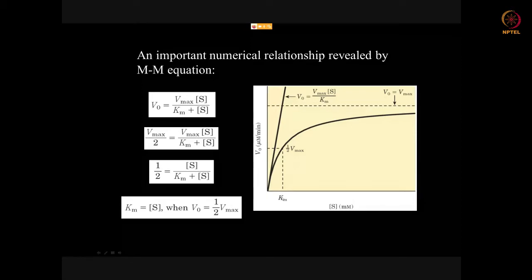So therefore Km has units in terms of concentration, okay, moles. So this is an important relationship revealed by Michaelis-Menten. So when people ask you what is Km, you should be able to tell this. Km equals substrate concentration when V0 equals half Vmax. Okay, so this is an important relationship, and it also helps us to calculate Km very readily.